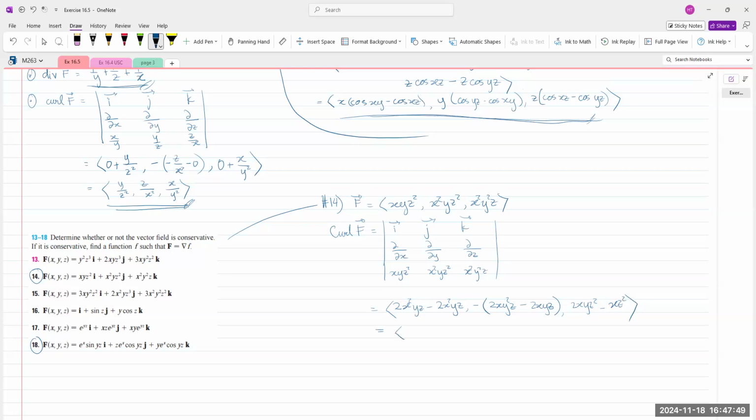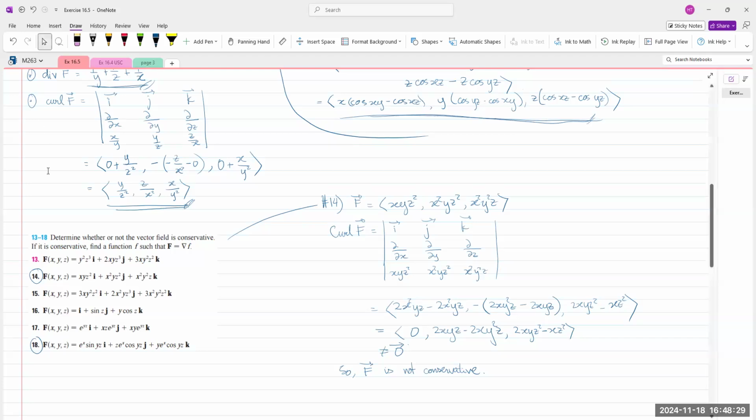Okay, the first component is 0. The second component is not though. This is 2xyz squared minus 2xy squared z. And then the third component also is not 0. So for number 14, the vector field is not conservative. Okay, that's for number 14.